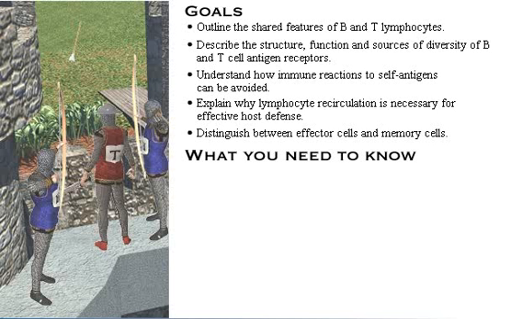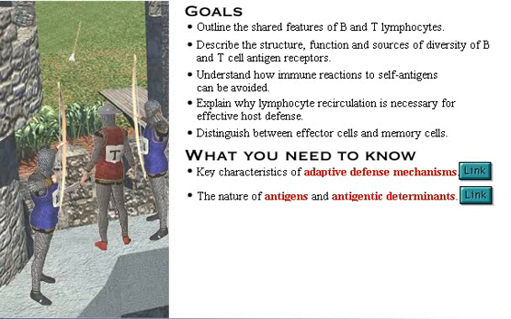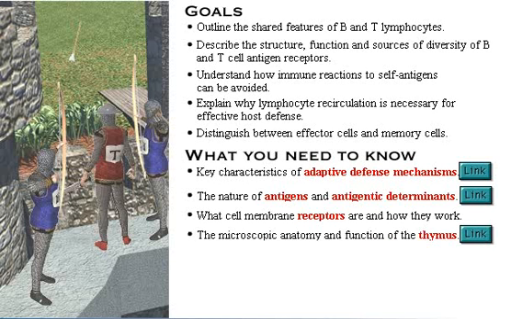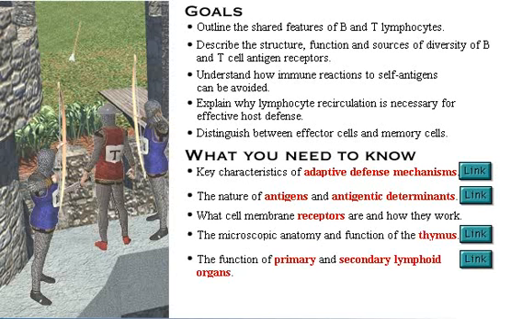Here's what you need to know. Key characteristics of adaptive defense mechanisms, the nature of antigens and antigenic determinants, what cell membrane receptors are and how they work, the microscopic anatomy and function of the thymus, the function of primary and secondary lymphoid organs. To see definitions of terms, click the bold red words.